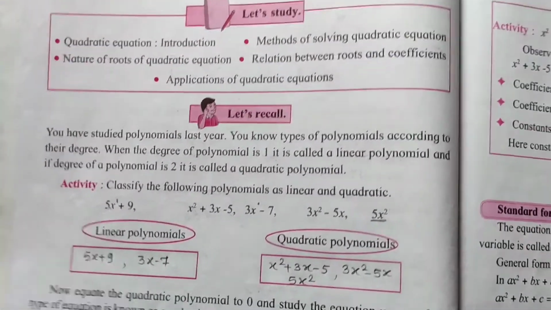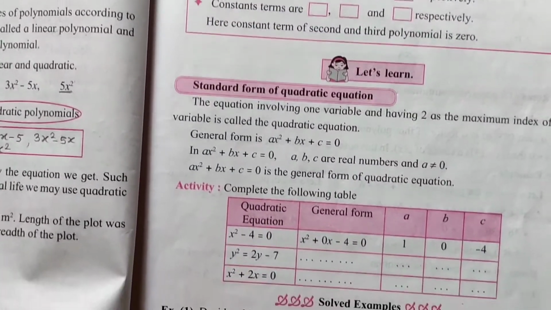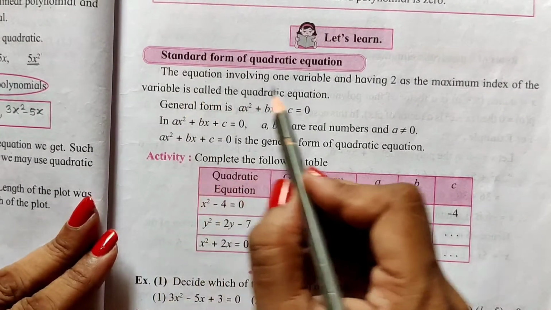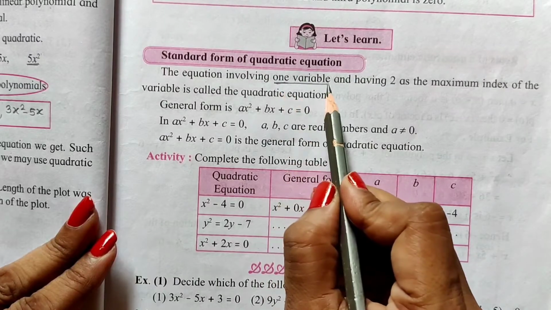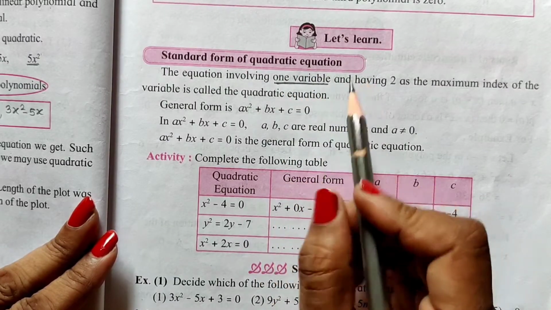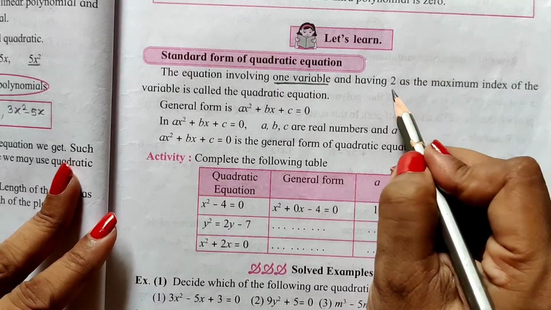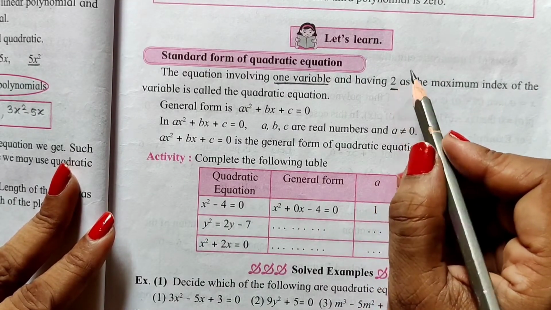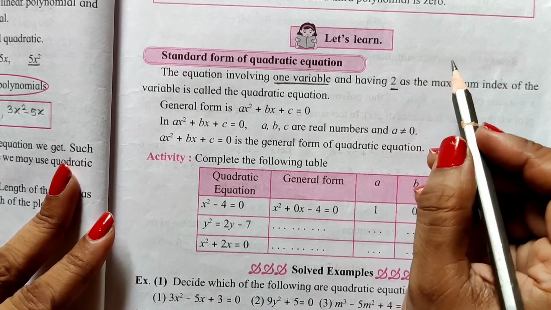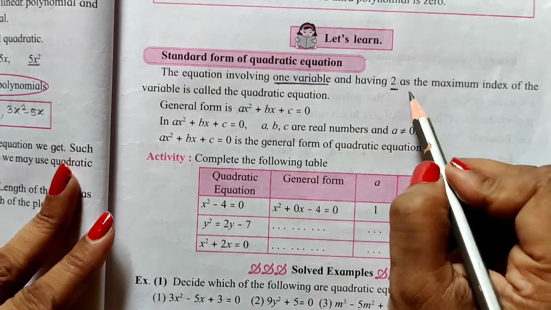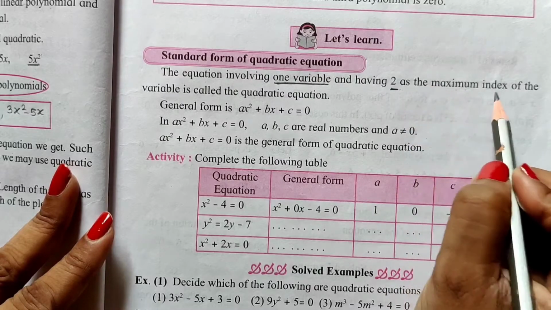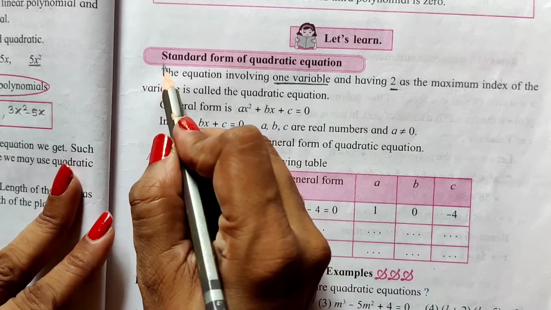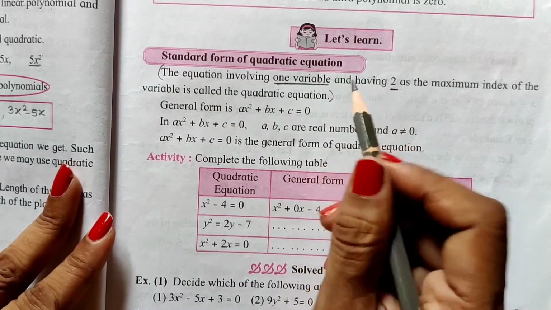So the standard form of quadratic equation we are going to see here. Let's learn. The equation involving one variable, very important, only one variable should be there, any one variable, and having 2 as the maximum index. There should not be the index which is greater than 2. Maximum 2 as the maximum index of the variable is called quadratic equation. This is the definition of quadratic equation, which you all have to remember always.